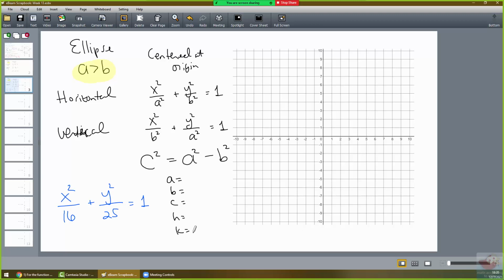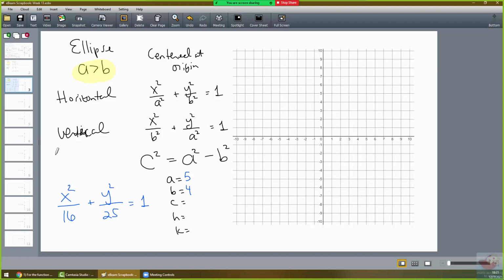So walking through this, a squared is the bigger denominator. What is our a equal to? 5. Excellent. B squared is the smaller denominator. What is our b equal to? 4. Excellent. C squared is a squared minus b squared.